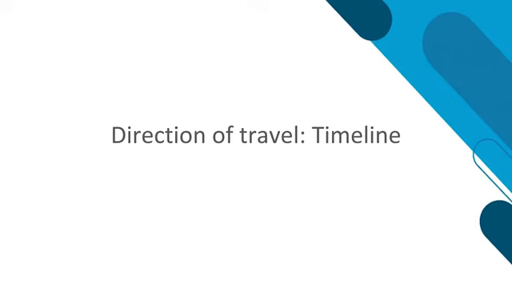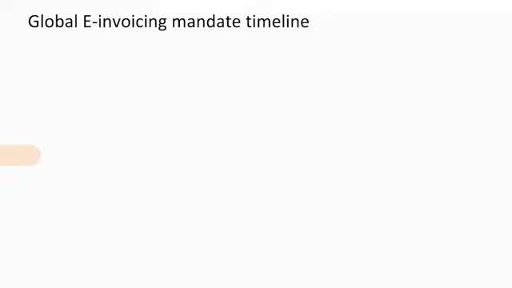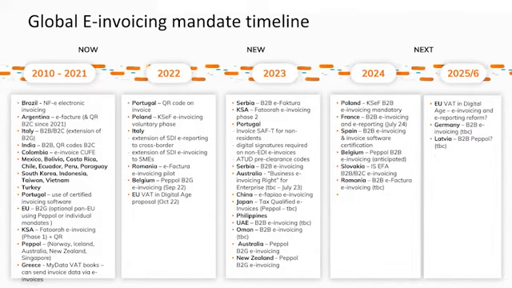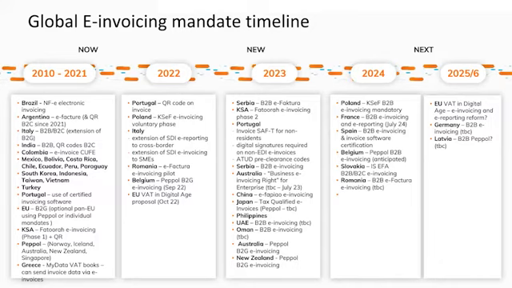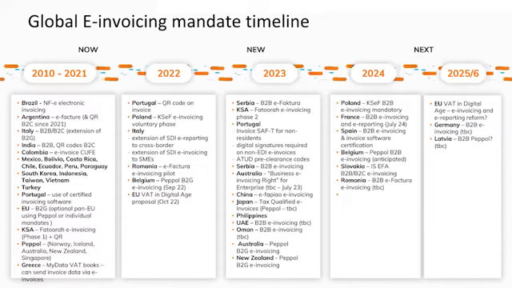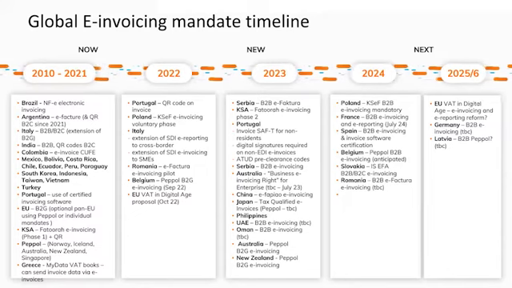I'm now going to look at the timeline. Looking back at the last 10 years, there have been a lot of countries that have introduced e-invoicing. But as you'll see, the majority of these have been outside of Europe, particularly in Latin America. Brazil was one of the first countries to introduce e-invoicing on a mandatory basis about 10 years ago. And ever since then, other countries in the region have followed.